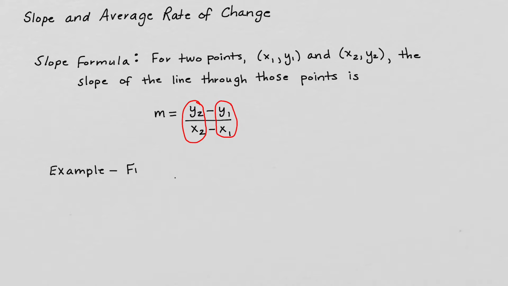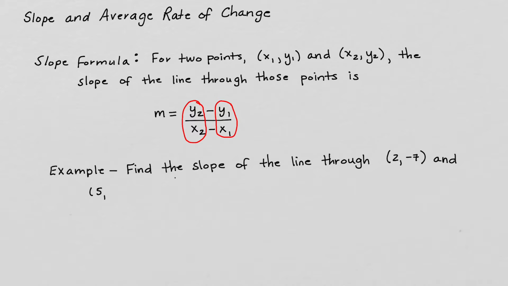So, for example, suppose I want to find the slope of the line through the points (2, -7) and (5, 3). So I'll just take that slope formula and I'm going to label (2, -7) as x1 and y1 because I decided to do it that way. I could have labeled (5, 3) that way. And then that means that (5, 3) has to be x2, y2.